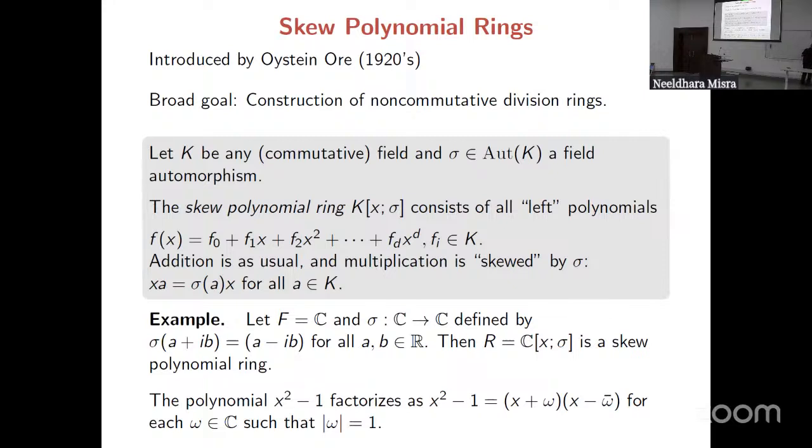Right divide. We are right dividing f by x minus alpha, getting a unique quotient and a unique remainder. You can prove that holds, because sigma is an automorphism, so you can do all these things happily. You can also left divide it, but then the quotient and remainder could be different.